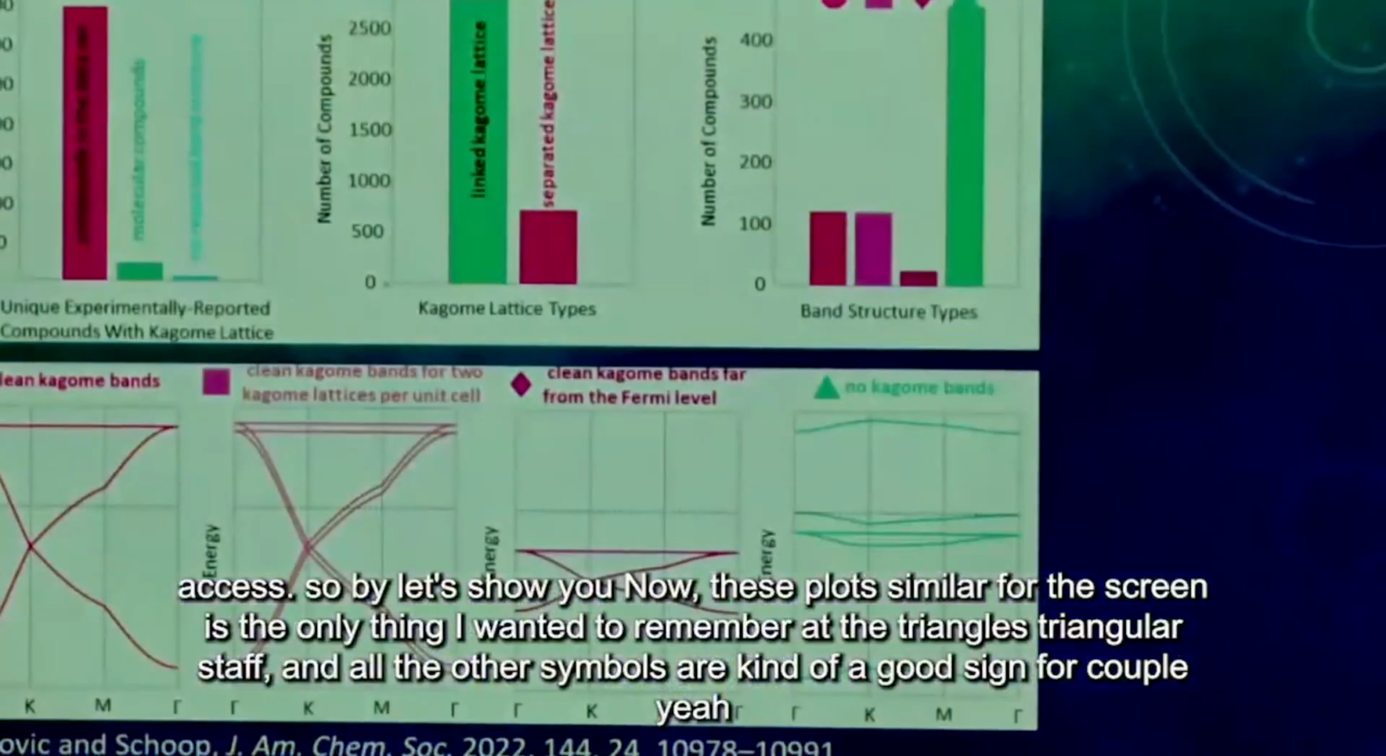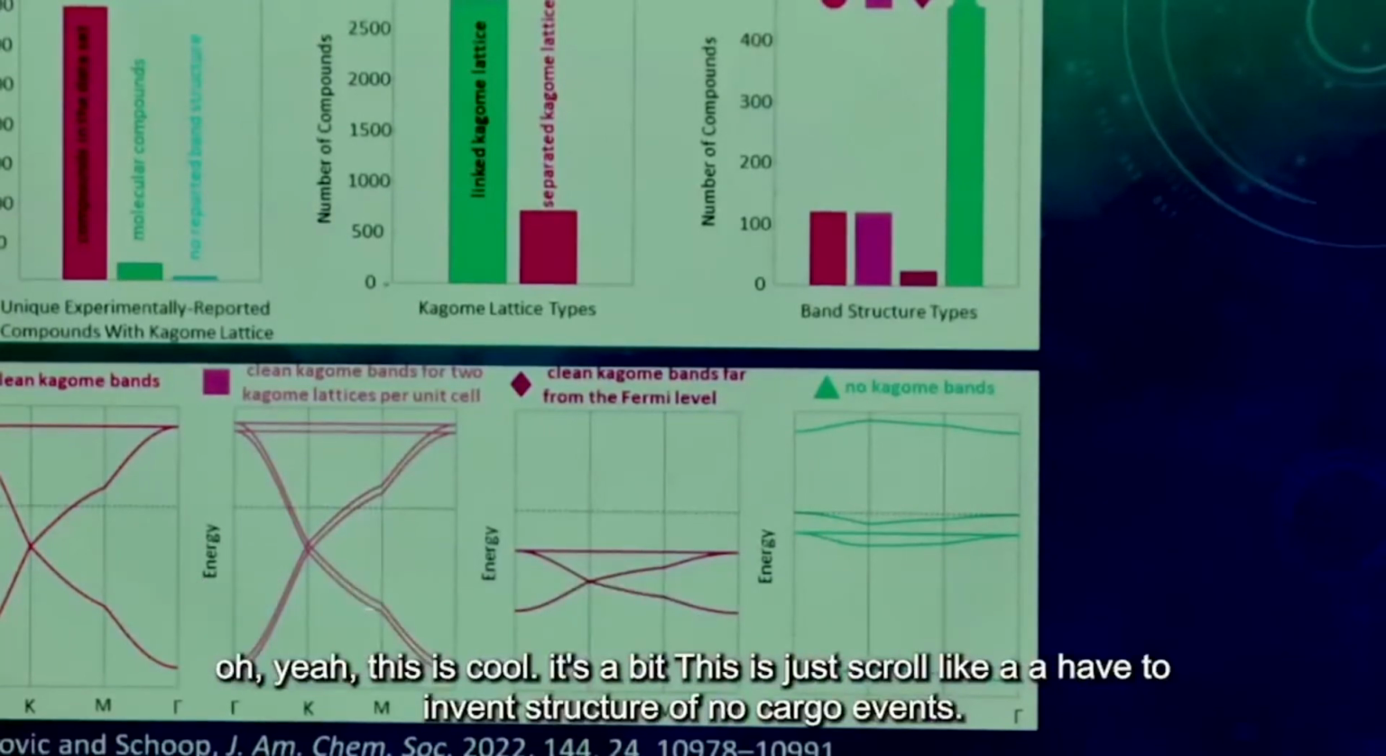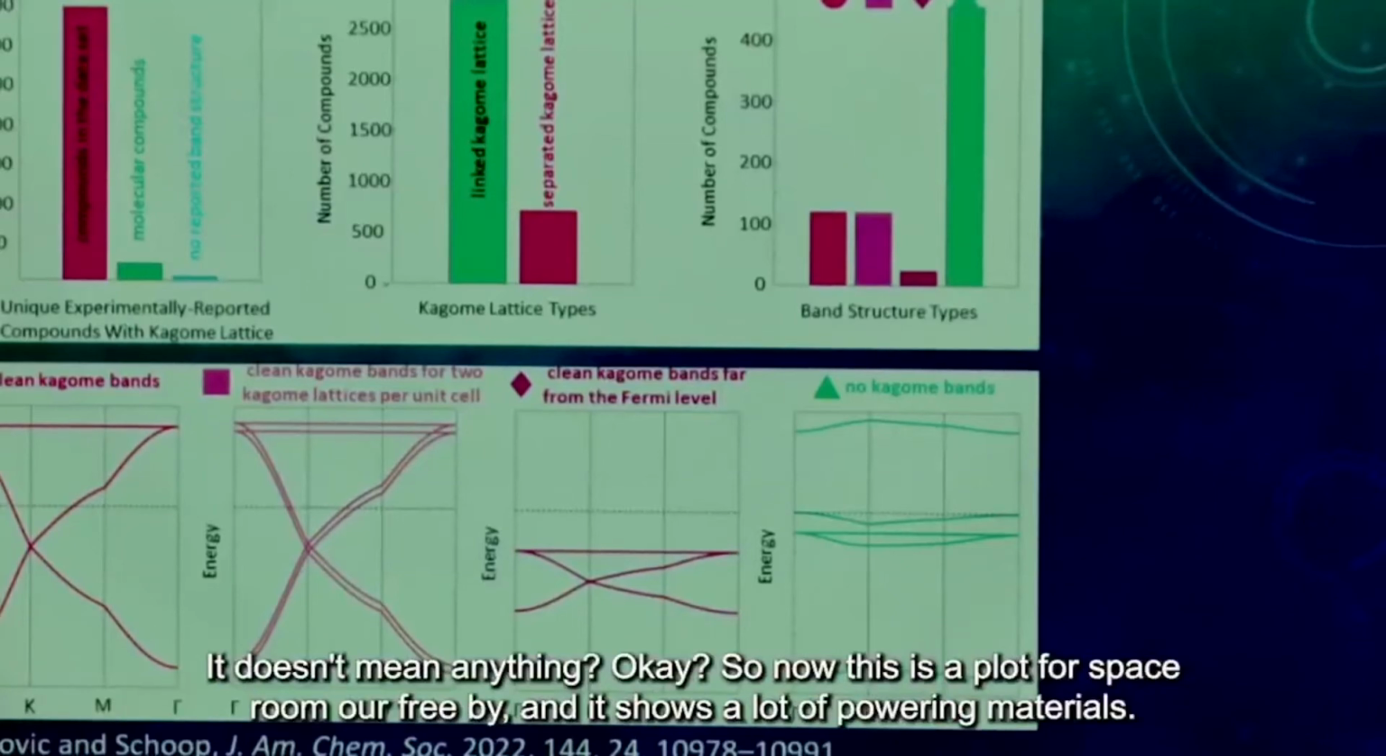Yeah. These are still some flat bands, right? In the green part. Oh yeah, this is coincidence. This is just a cartoon band structure of no Kagome bands. It doesn't mean anything.